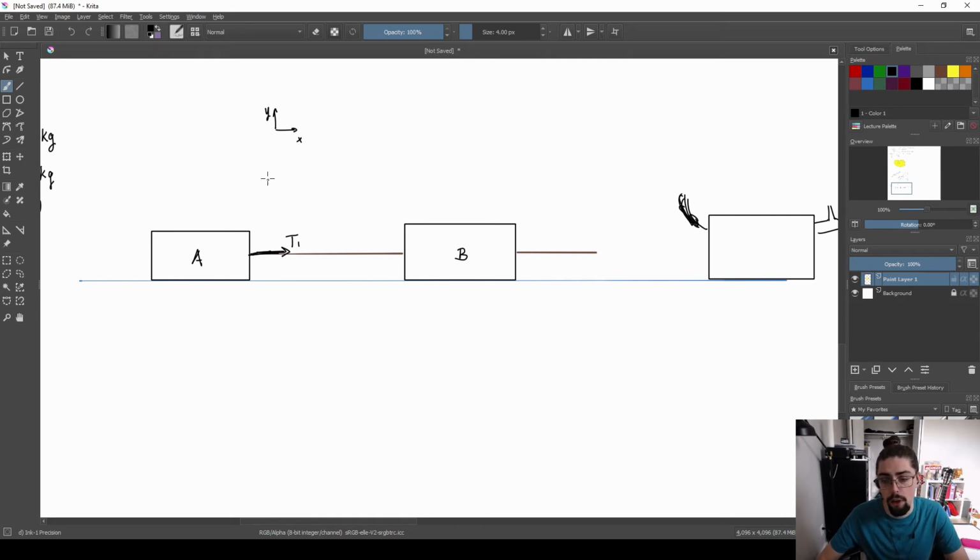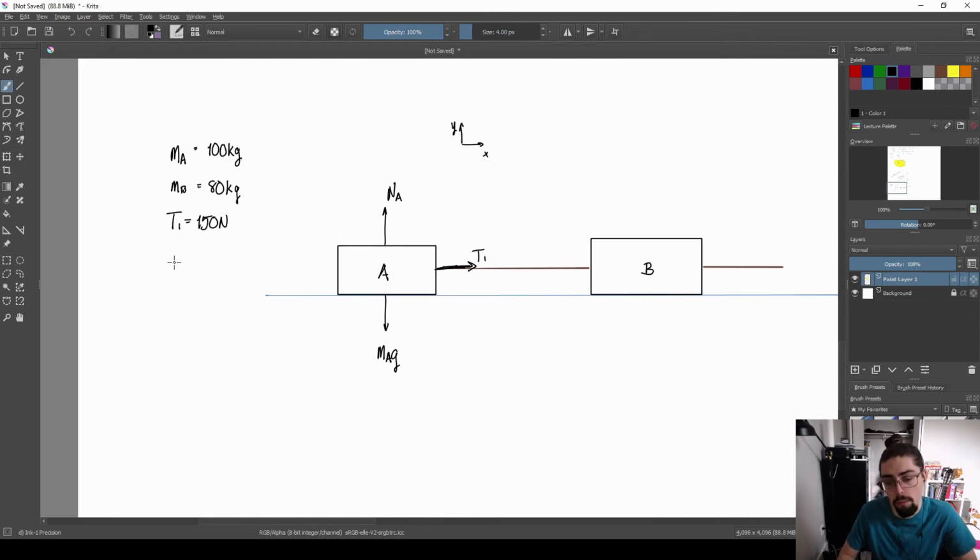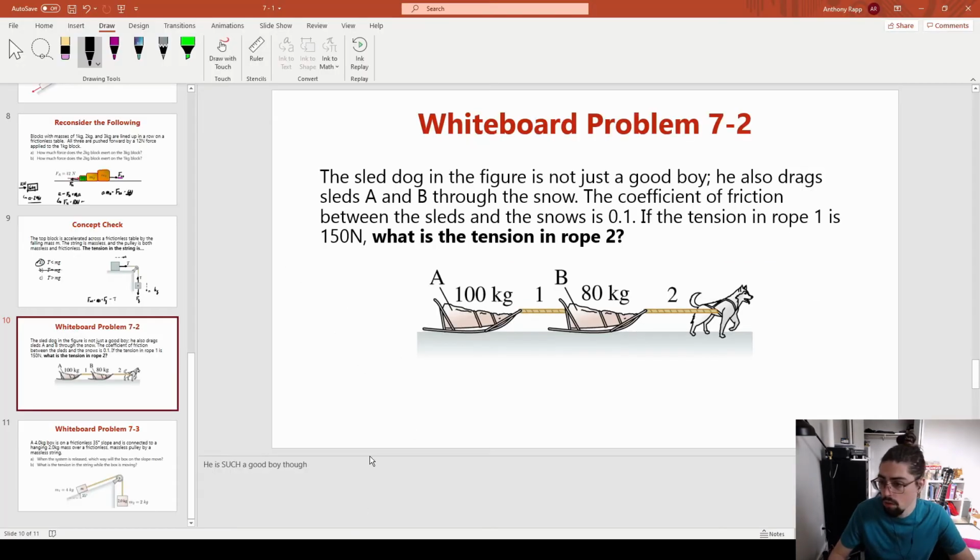What other forces do I have on A? Well, I know there's going to be a gravitational force. Call it just mAg. That's fine. I know there's going to be a normal force. Call that nA. I also know, because there is a coefficient of friction of 0.1, that there is going to be a friction force. Call that lowercase f of A. 0.1.